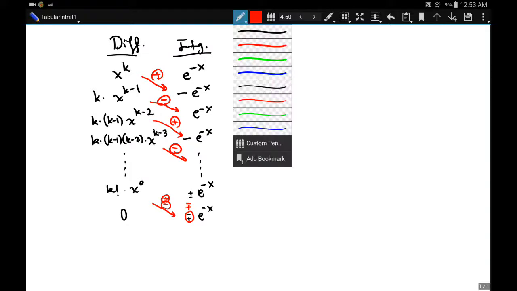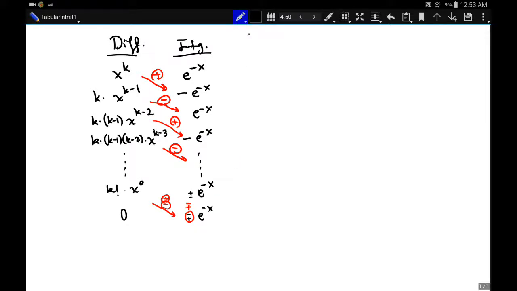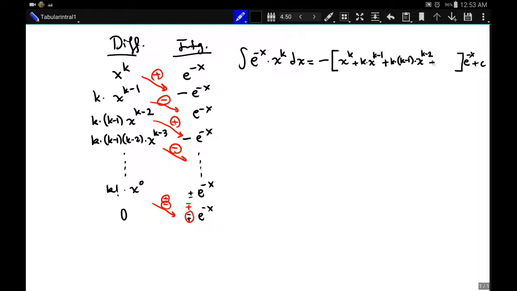So overall, if we summarize what we discussed, the integral of e to the negative x times x to the k dx is equal to, each of them will yield a negative sign. Let's put this negative sign. You get x to the k, times, in the end you will get e to the negative x, plus a constant. So plus k times x to the k minus 1, and then plus k times k minus 1 times x to the k minus 2, and then you keep writing this until you get k factorial in the end.